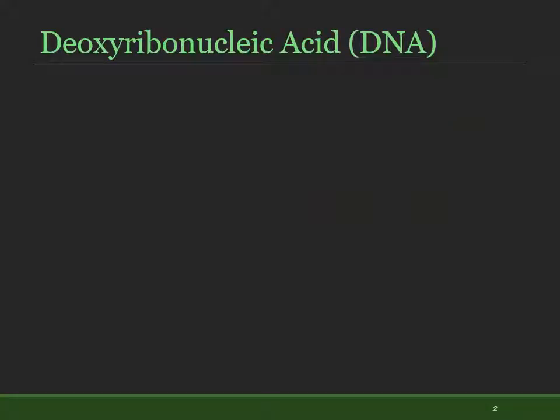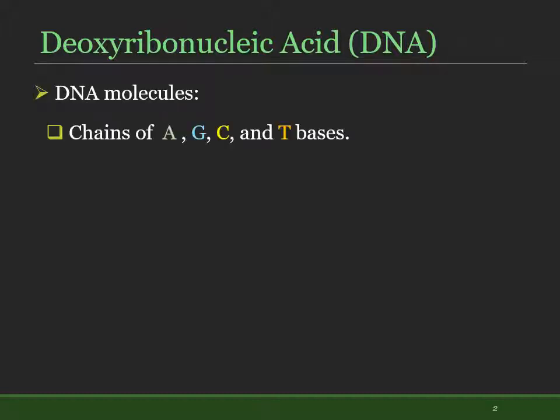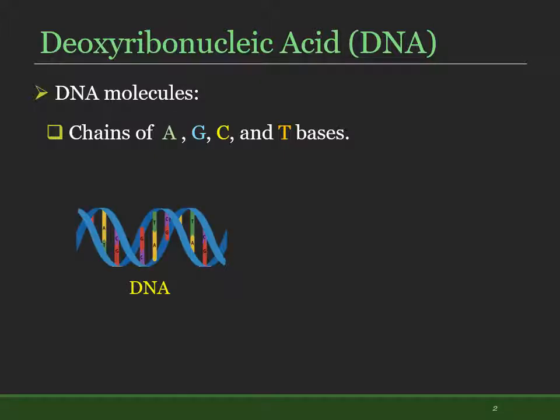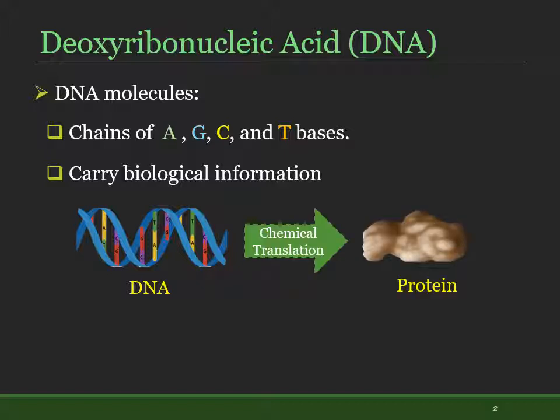The biological information of all living organisms is stored and transferred in the form of DNA molecules. These molecules are chains of the four base types, A, G, C, and T, which are attached together to form the well-known double helix that you can see here. Different combinations of the bases in DNA sequences translate to different proteins, each with a different function in a given organism.